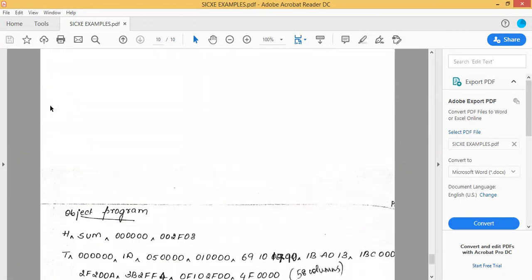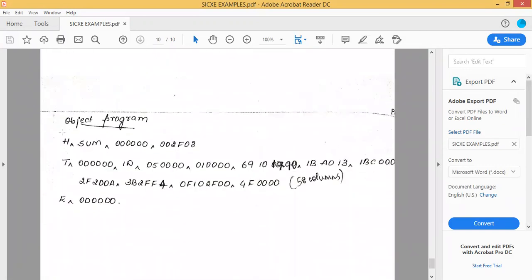The final thing you need to write is the object program, right? You know what an object program is. Object program is a summary of whatever you have found so far. So the header record consists of the name of the program followed by its initial or starting address followed by the length of the program. In the text record, you have to combine the object codes. That is, it starts with the starting address of the text record, and then the length.